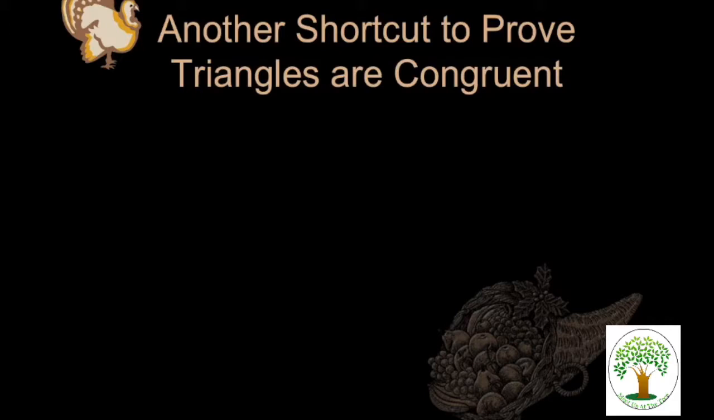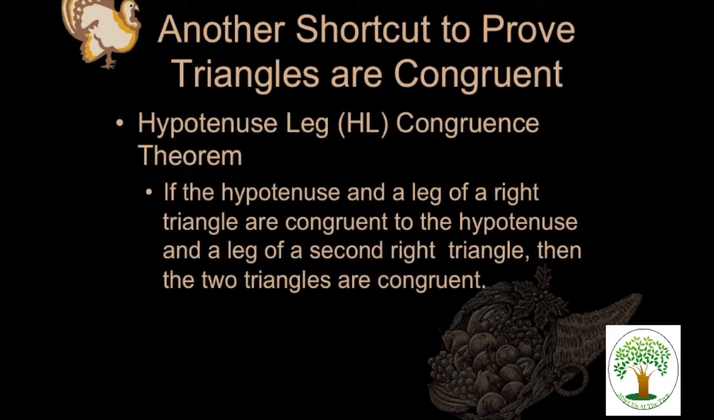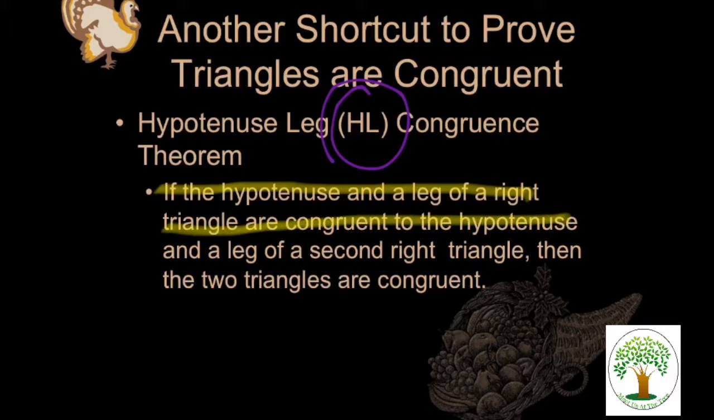All right, we have one last shortcut to proving triangles congruent. I would suggest that you go back a couple pages in your notes and find the page where we've been listing all of the shortcuts for proving triangles congruent. The next one is hypotenuse leg, which we abbreviate HL. It states that if a hypotenuse and a leg of a right triangle are congruent to a hypotenuse and a leg of a second triangle, then the two triangles are congruent. Let's get a picture that states this.